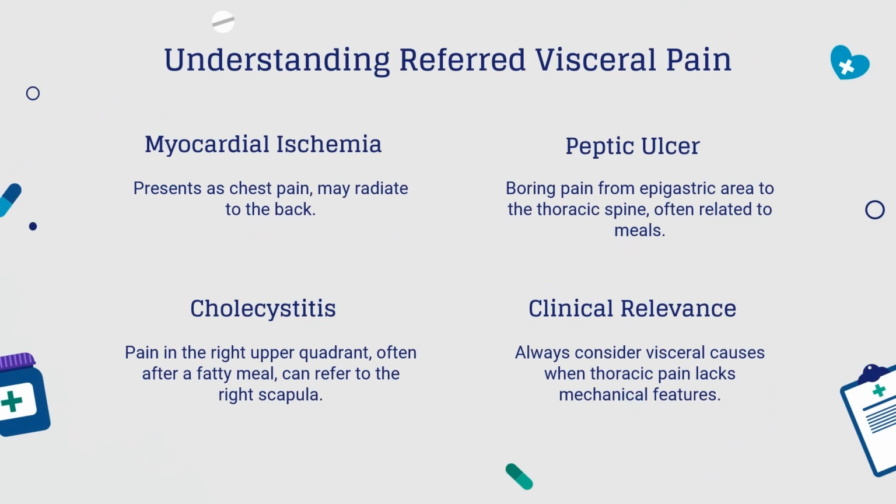Understanding referred visceral pain. Myocardial ischemia presents as chest pain and may radiate to the back. Peptic ulcer: boring pain from the epigastric area to the thoracic spine, often related to meals. Cholecystitis: pain in the right upper quadrant, often after a fatty meal, can refer to the right scapula. Clinical relevance: always consider visceral causes when thoracic pain lacks mechanical features.